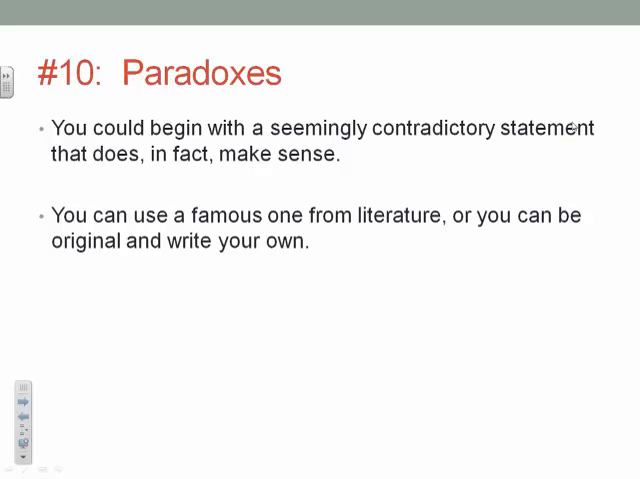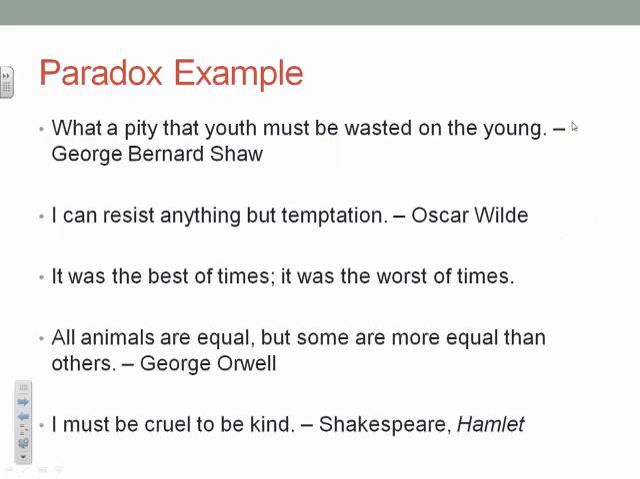Okay, so technique 10, you can use paradoxes. These can be really effective, but you don't have to write your own paradox. You can if you feel confident doing so, but there's a lot of paradoxes that famous authors have already written that would not only give you a little bit of ethos by quoting them, but also could possibly relate to your topic. So here's just a handful of them.